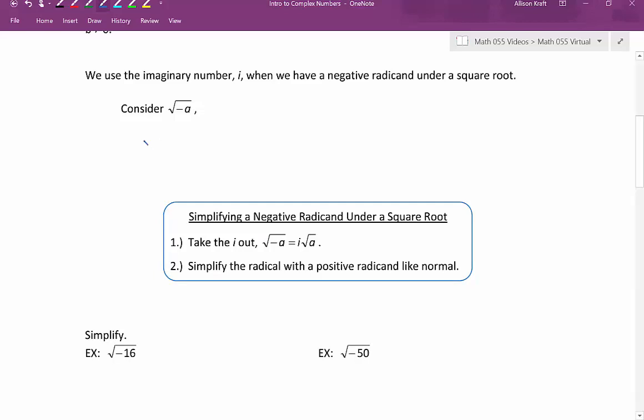Well, -a can be rewritten as -1 times a. And our product rule for radicals says that we can break this up into the square root of -1 times the square root of a. And we just define the square root of -1 to be equal to i. So this would be equal to i times the square root of a.